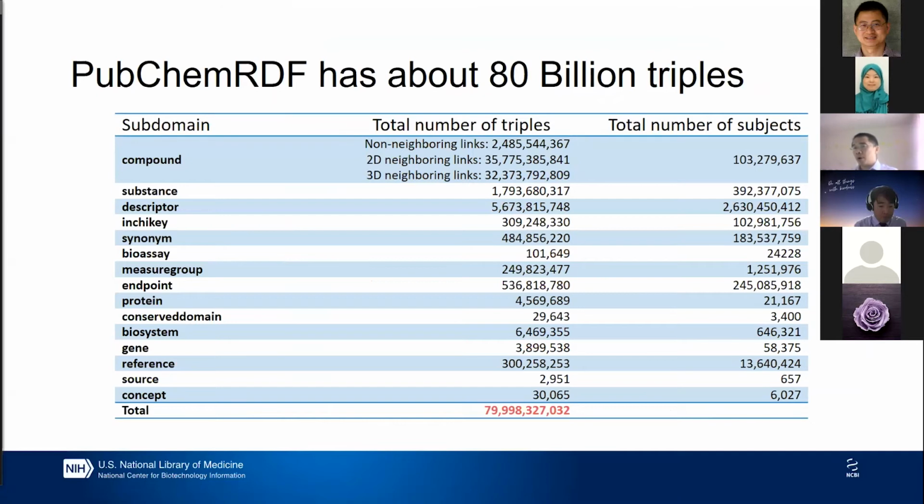As of now, PubChemRDF has about 80 billion triples in total. So it is a relatively large RDF graph. This is also the reason that we divided the data into subdomains.